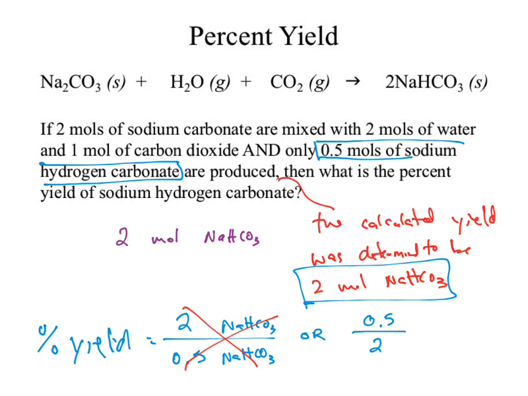Which means it's not just which of these numbers or permutations gets me a number under 100%. It's make sure that you know the meaning of what those numbers are. Make sense? It must be actual over theoretical. Okay?